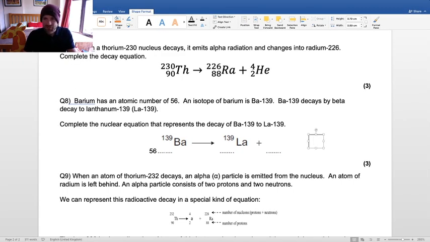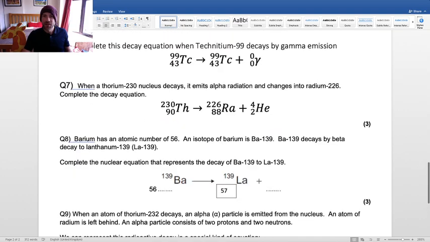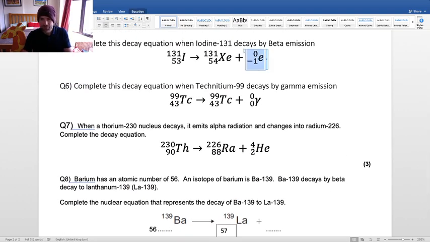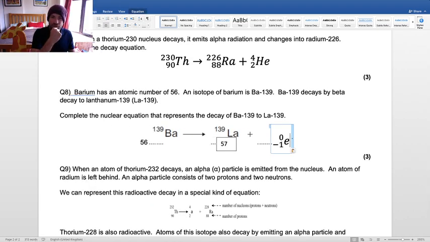So we need 57. Because if you've got beta decay, that'll do, you understand what I'm saying there. It goes up by 1, and then of course we would just need our beta particle, which would look like that in there. Okay, so that's what you have for question 8.